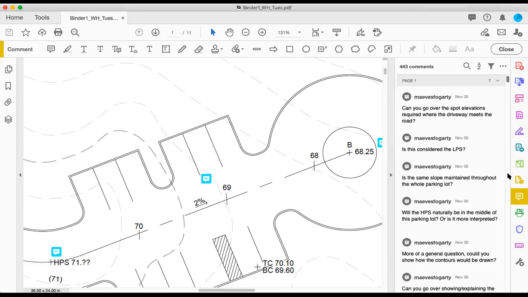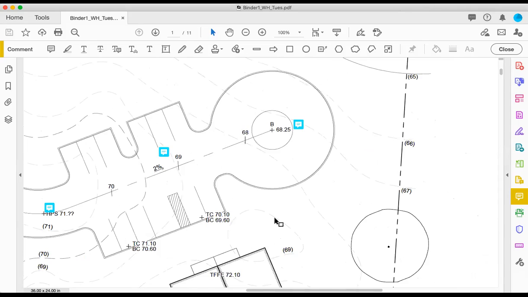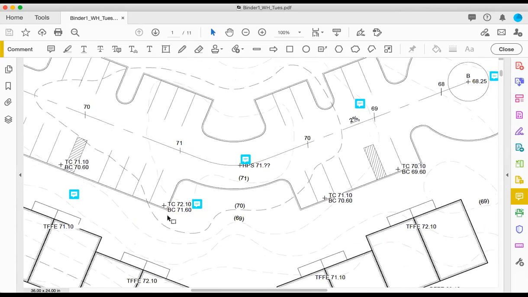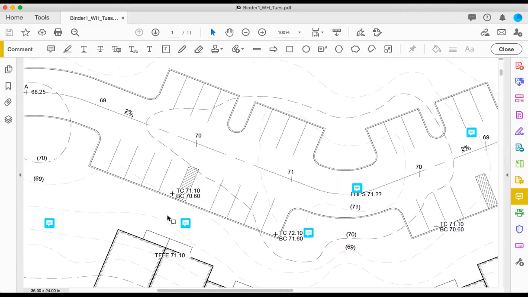Okay. The next one: is the same slope maintained throughout the whole parking lot? You don't necessarily have to. The center line can change slopes, as many of you have done, because you are given the A, B points, and they don't necessarily all lead to a 2% slope all the way through. The key thing is that wherever you change the slope of the center line of the parking lot, you need to indicate that.